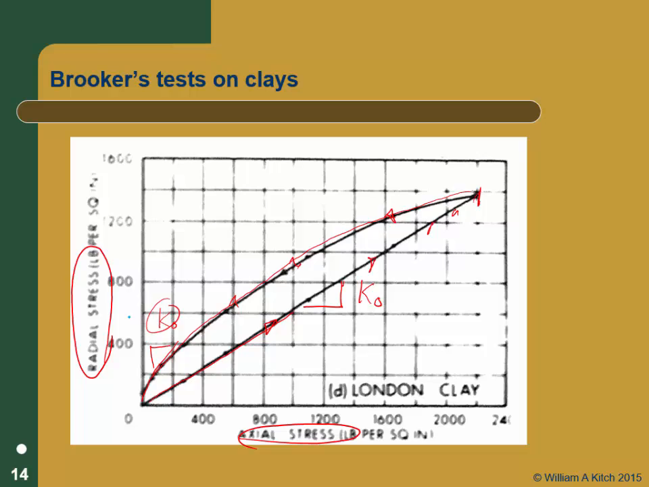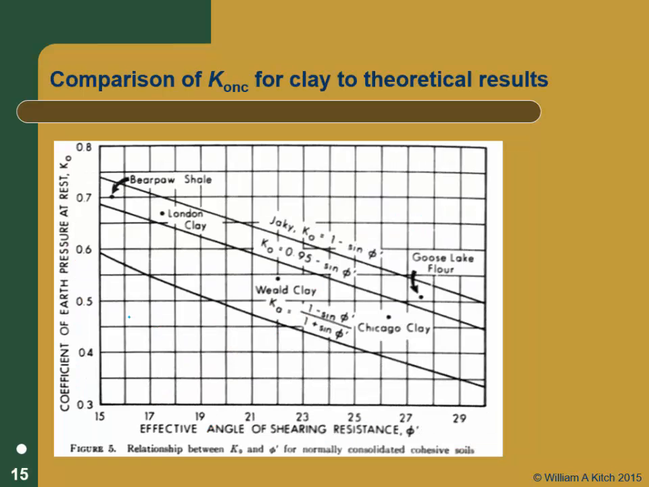All right. So we have the same qualitative behavior with clays. What's the quantitative behavior like? Well, here's the loading side. So for K naught for normally consolidated conditions, he tested 3 clays and 1 silt. This Goose Lake flour is a silt, almost a pure silt. So here's Bear Paw Shale, here's London clay, here's Goose flour, here's Chicago clay, here's Wheeled clay. So 4 clays and one silt.